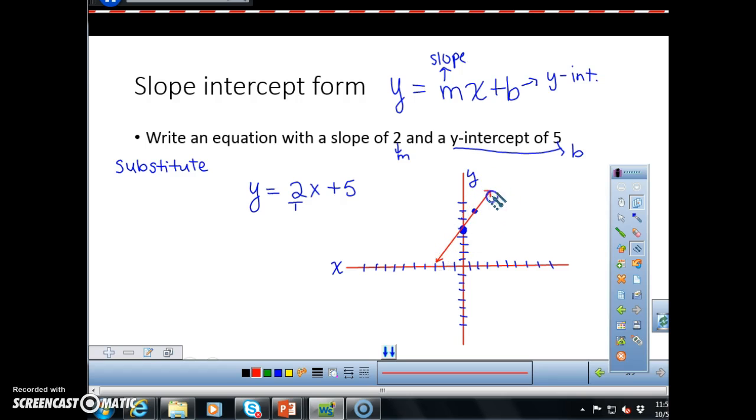And then we want to do the mental check and make sure our line's going in the right direction. So I'm supposed to have a positive slope, so the line should be going from left to right. It should be going up. If you're right-handed, it should be pointing to your right hand.